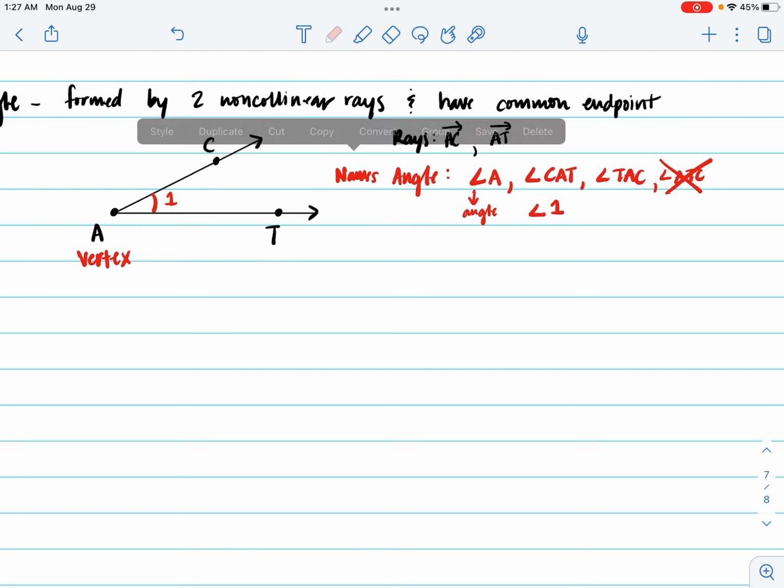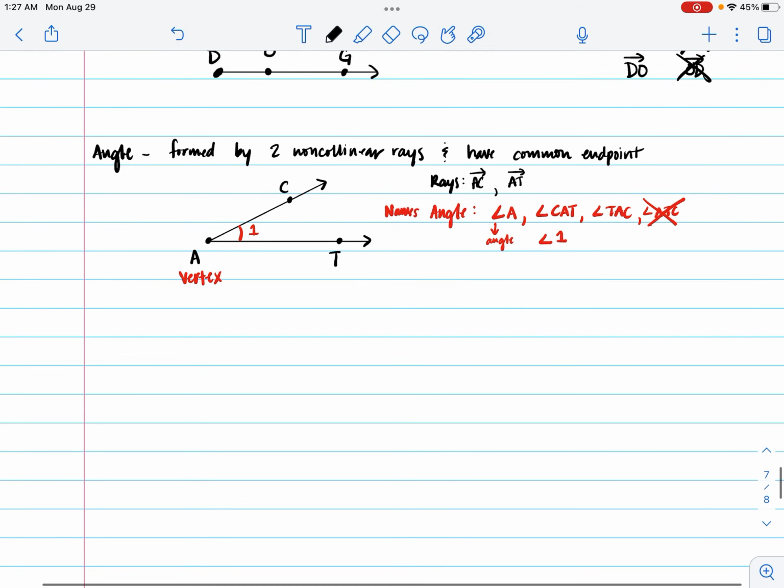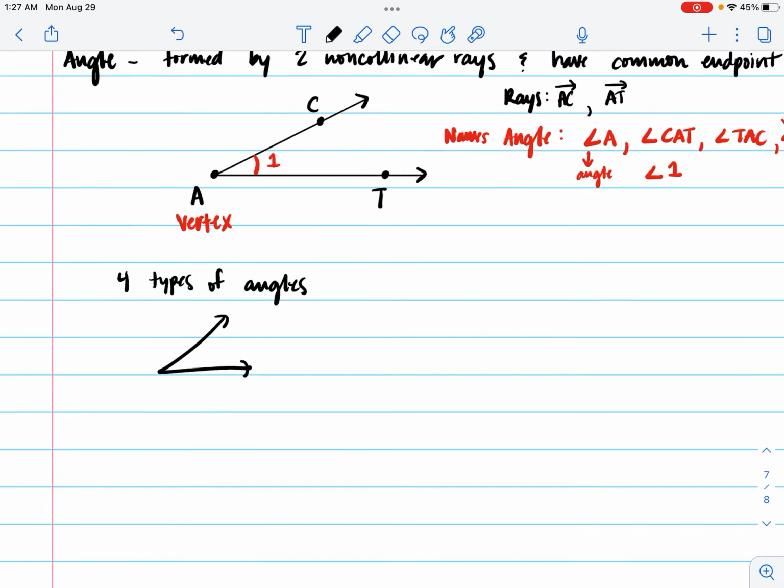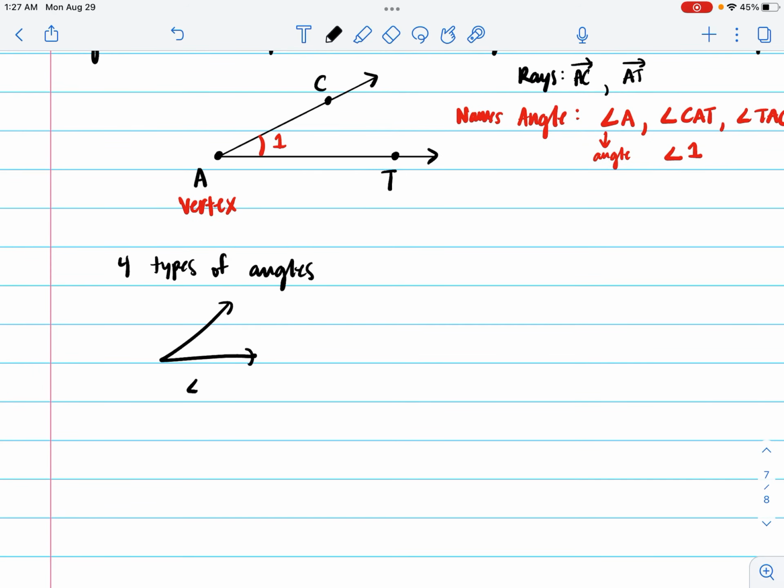So that is how angles are formed: two rays. Okay? And we have a lot of different types of angles. There are 4 to be exact. There are 4 types of angles, and these should sound familiar. The first one is when an angle is between 0, I should say.